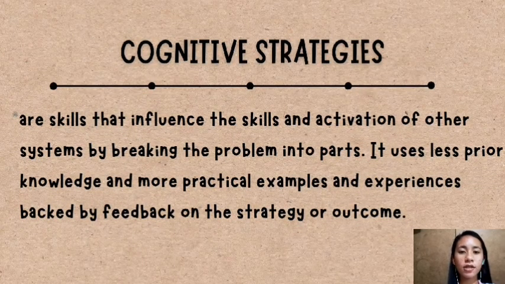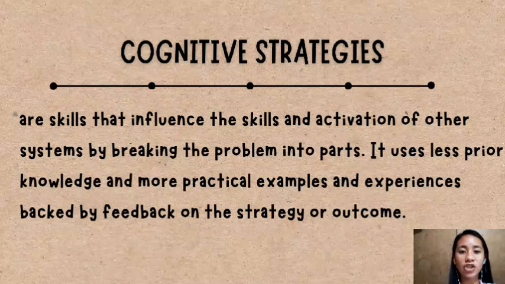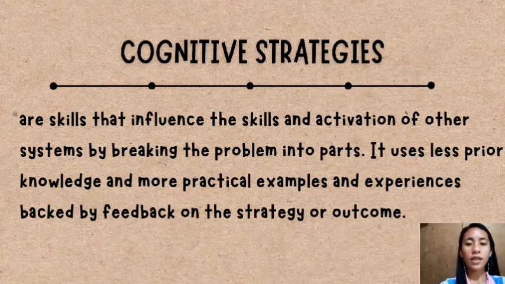In cognitive strategies, there are skills that influence the skills and activate other systems by breaking the problems into parts. It uses less prior knowledge and more practical examples and experiences, backed by the feedback on the strategy or outcome. For instance, making mind maps and underlining keywords.